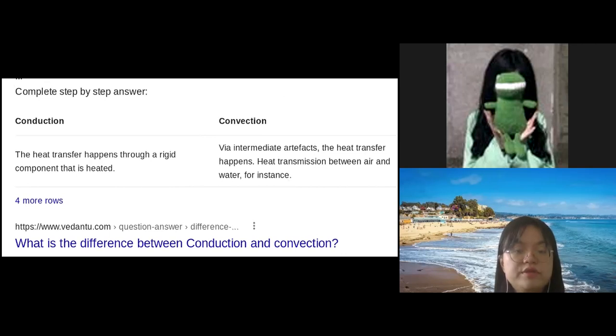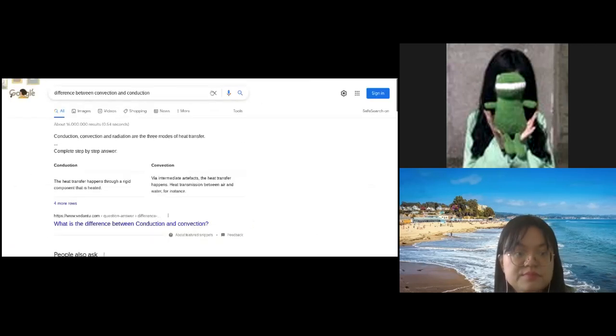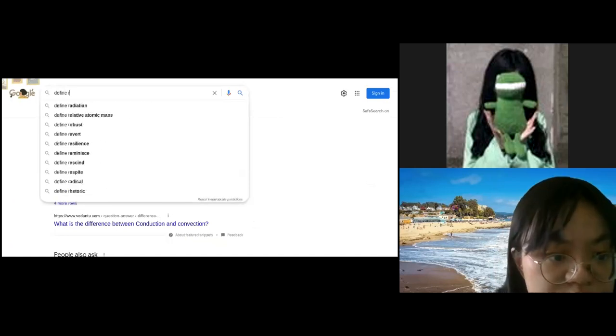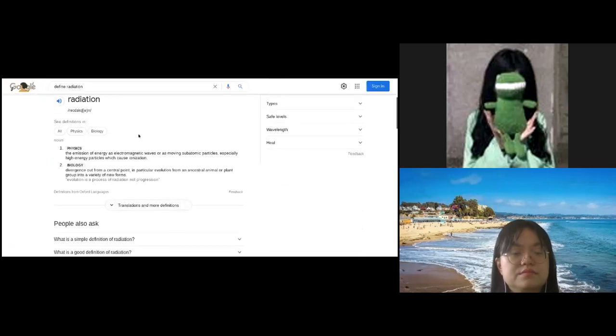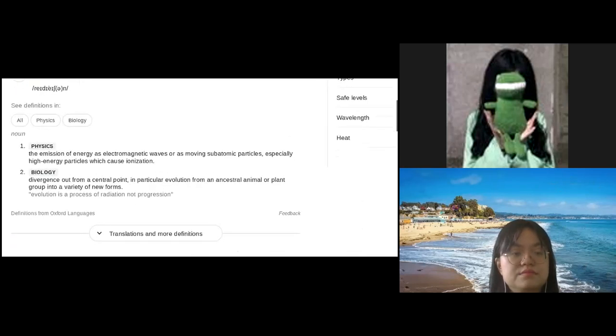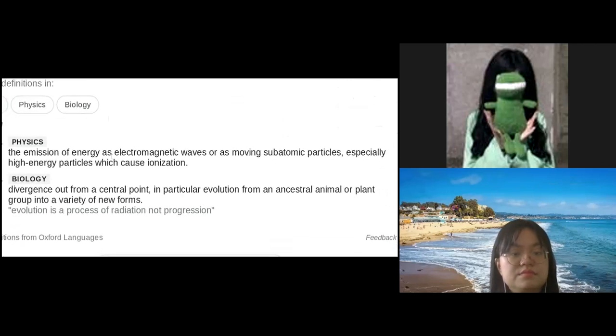For radiation, do you know radiation? Let me search. The emission of energy as electromagnetic waves or as moving subatomic particles, especially high energy particles, which cause ionization.